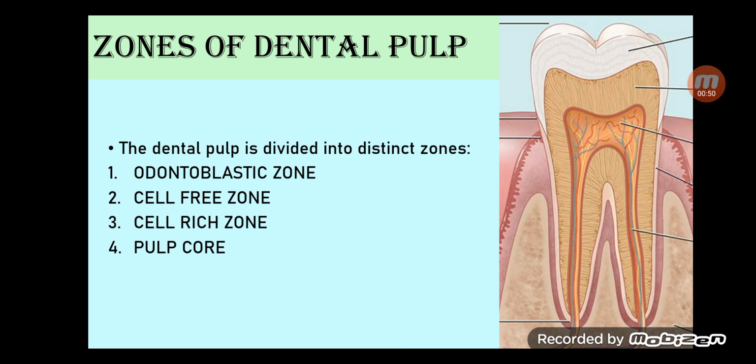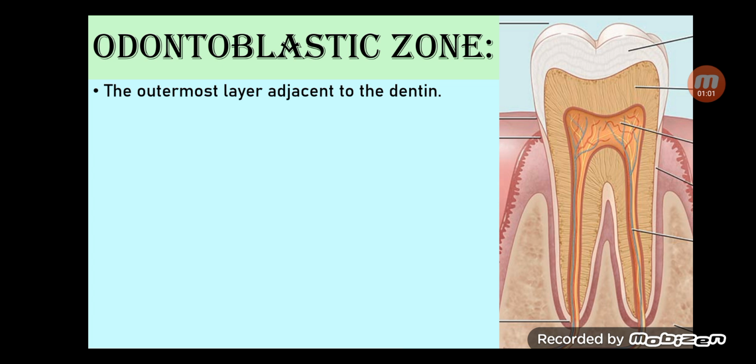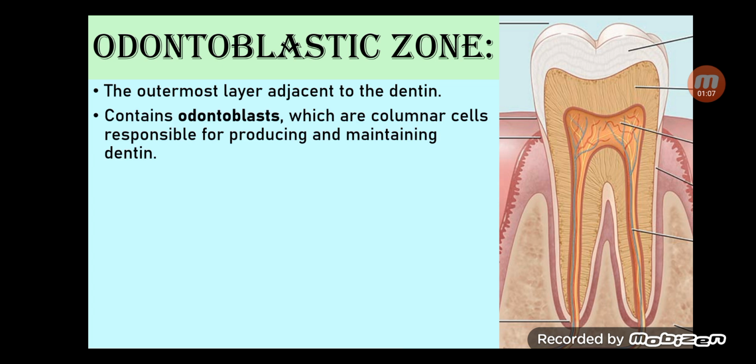So they are the four zones of dental pulp that differ in histological section, and that gives the pulp its characteristic features. We will talk about these zones one by one. First, we will talk about the odontoblastic zone, that is our outermost zone or outermost layer adjacent to dentine.